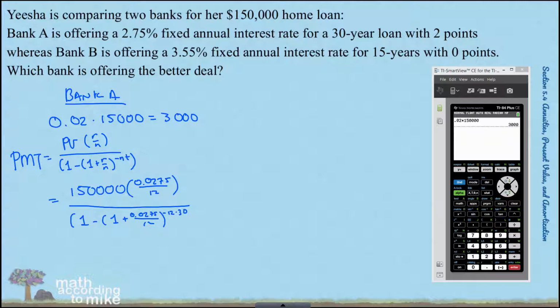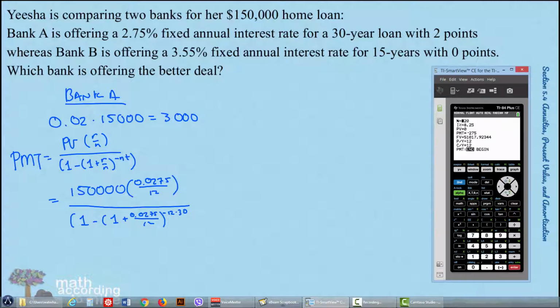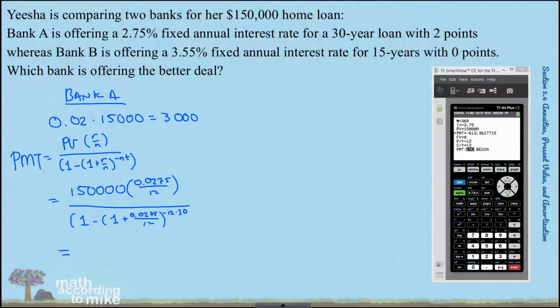We can use the TVM solver here. So N is 12 times 30, or you could just say 360. Interest rate for Bank A is 2.75%. We're going to put in 150,000 for PV, and we're going to solve for the payment. Make sure your FV is 0. There is no FV in the amortization formula, so keep it at 0. Monthly for P per Y, C per Y, and again, payments at the end of the cycle. So alpha solve on the payment, and her mortgage payment under Bank A would be $612.36.